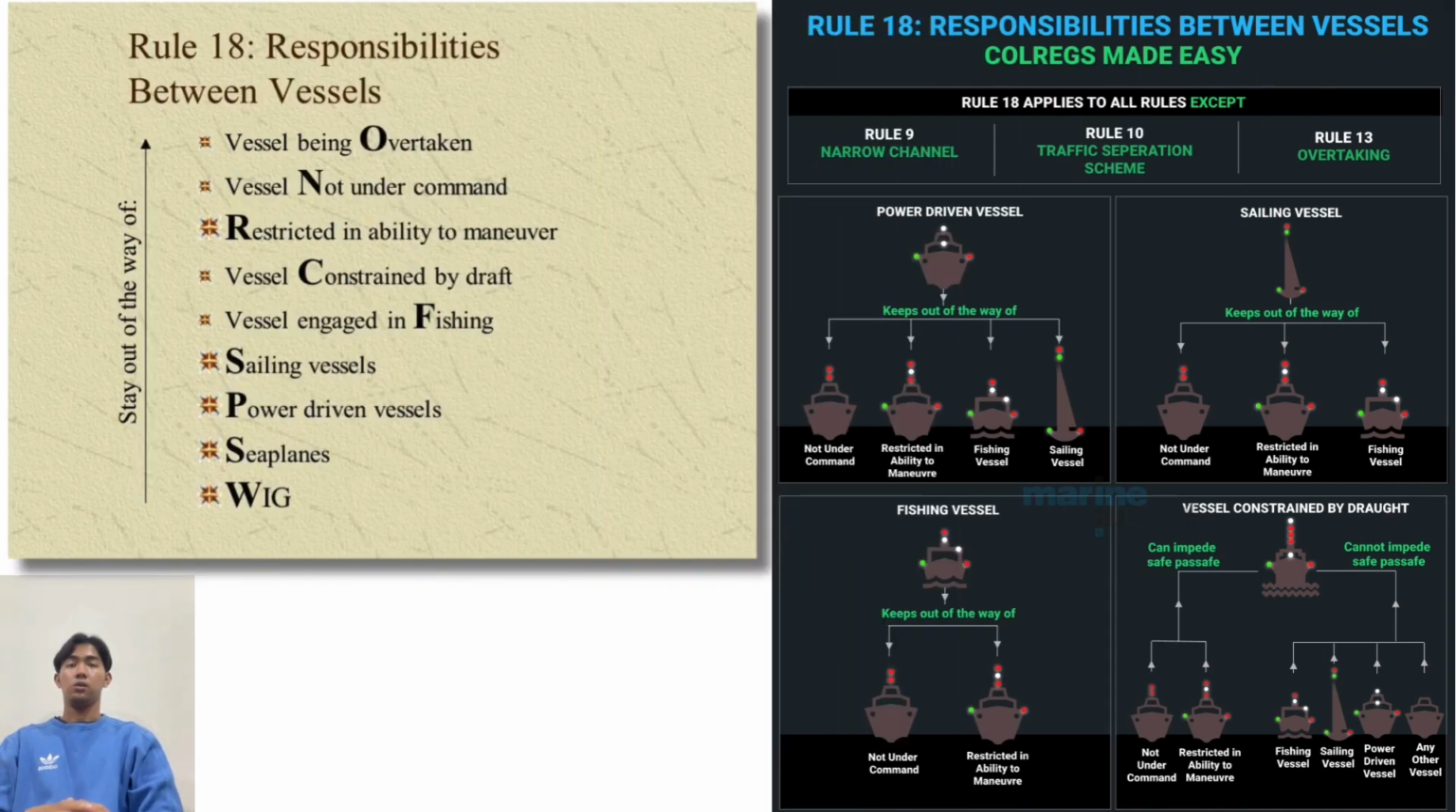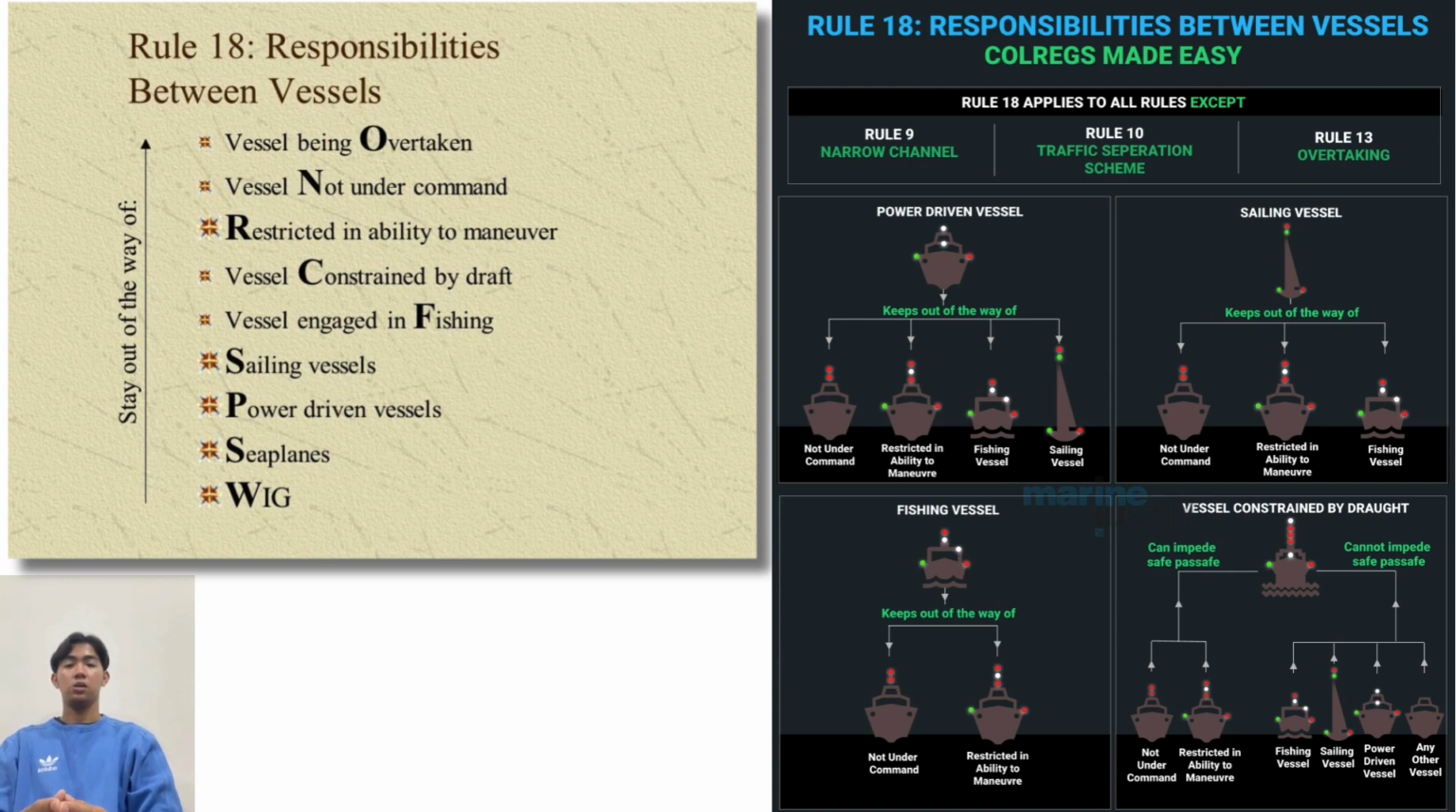Rule 18. The key point in Rule 18 is number 1, responsibility in different situations. Rule 18 establishes responsibility for various vessel types, including vessel not under command, vessel engaged in fishing, and vessel constrained by their draught. Number 2, avoiding impediment. Vessels should take appropriate action to avoid impeding the safe passage of other vessels, especially those with limited maneuverability or specific constraint.